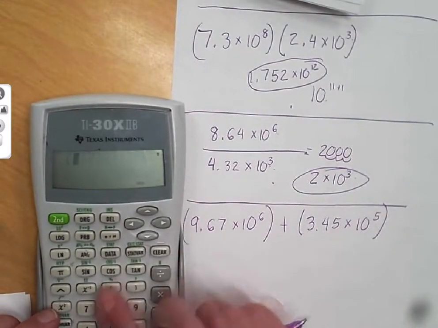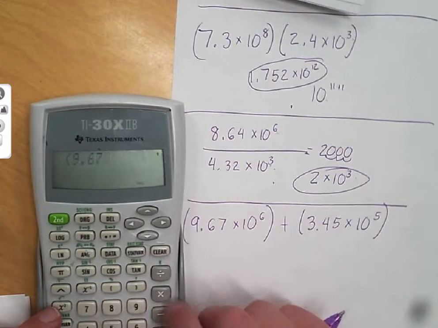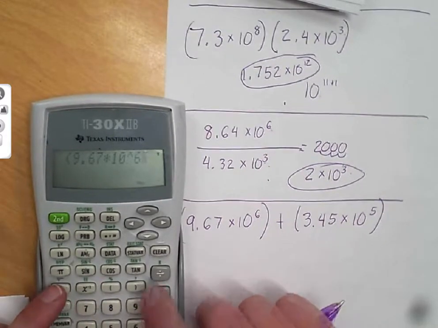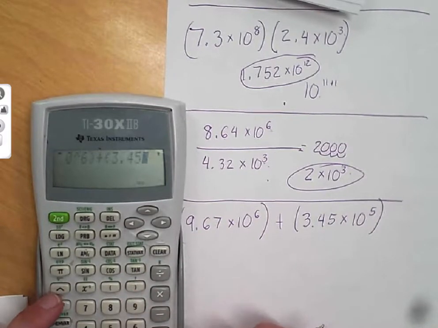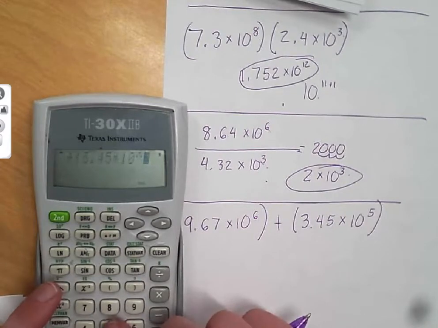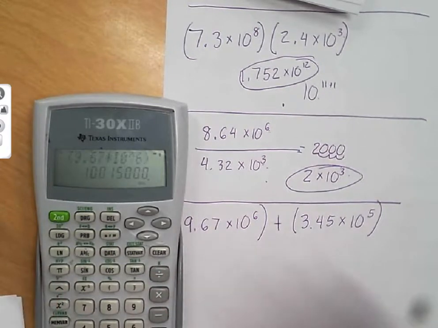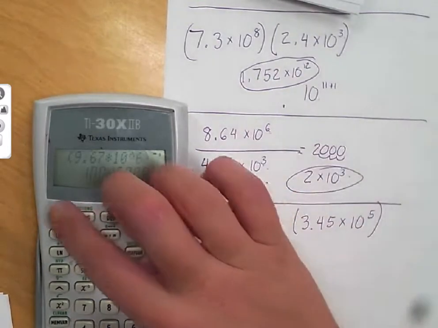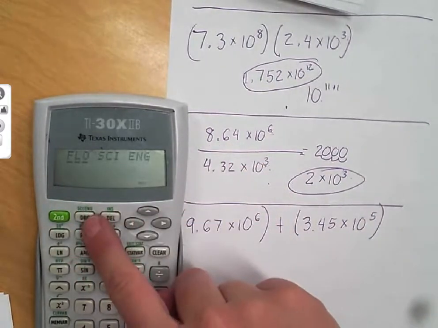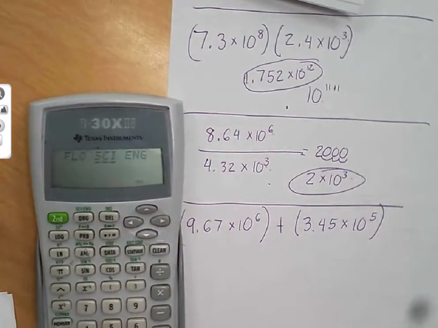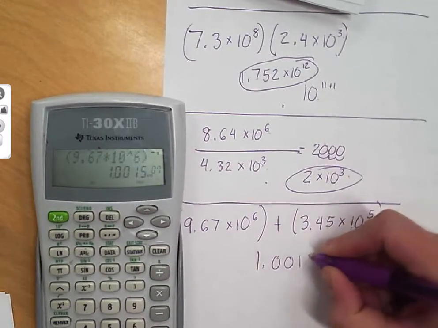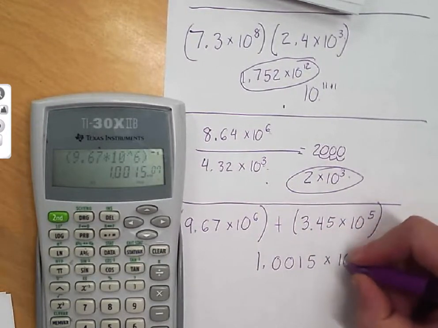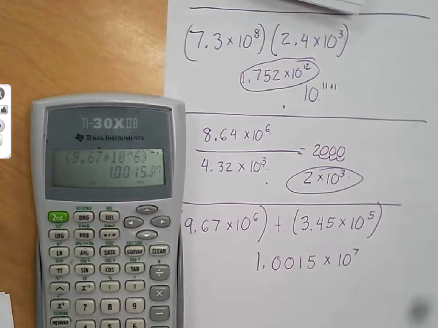Open parenthesis, 9.67 times 10 caret 6, close parenthesis, plus open parenthesis, 3.45 times 10 caret 5, close parenthesis, and we get the number. Again, it's in standard form. We don't really want standard form, so I'm going to hit second sci, over to science, hit enter, and I get 1.0015 times 10 to the 7th.